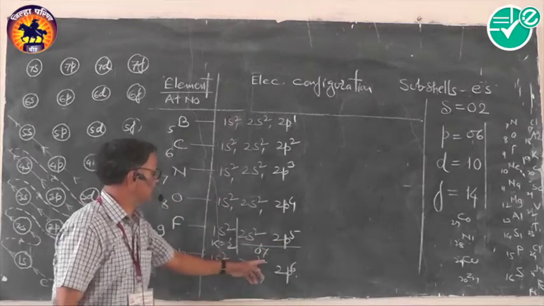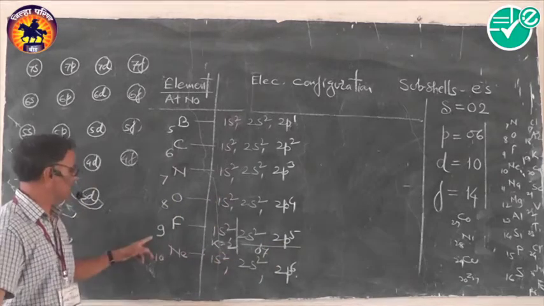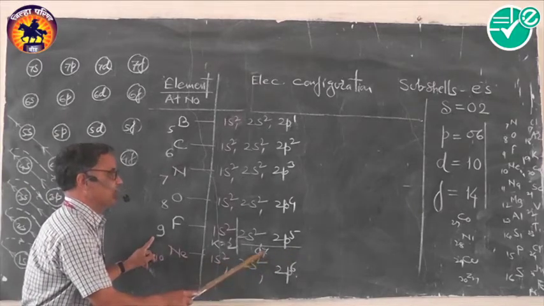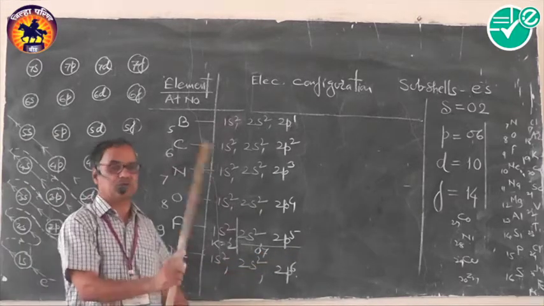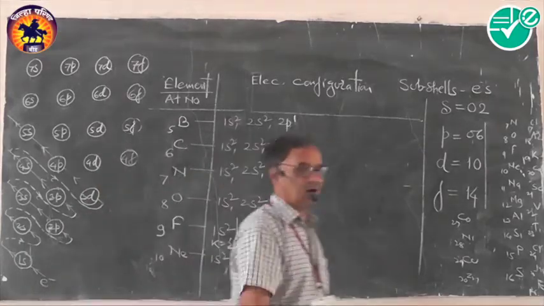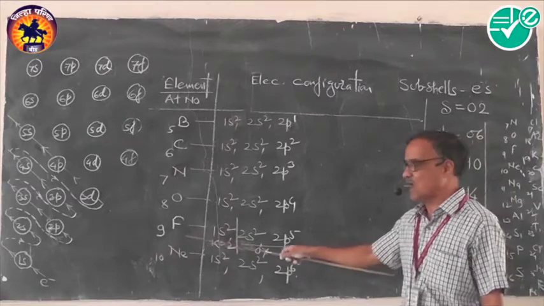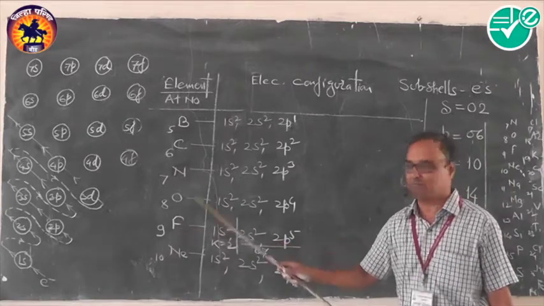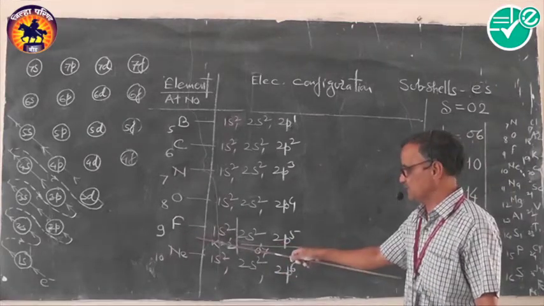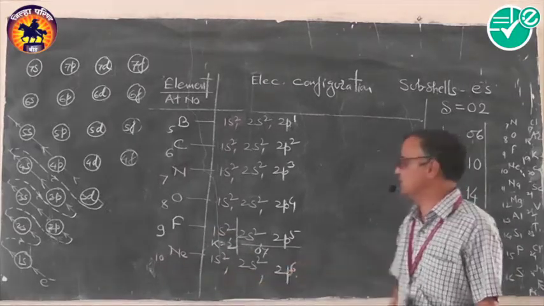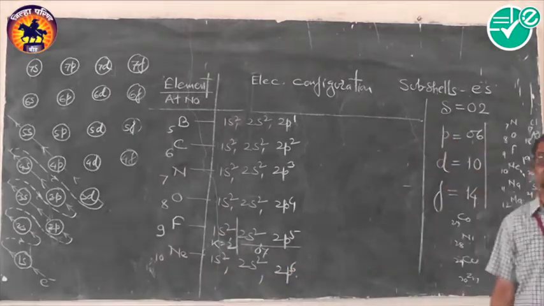So 2 plus 7 is equal to 9, and this is the atomic number of fluorine. The element which contains number of electrons equal to 7 in the outermost or valency shell is called a halogen, and fluorine is the first halogen in the periodic table. And now the 10th element, that is neon. Neon is an inert gas.